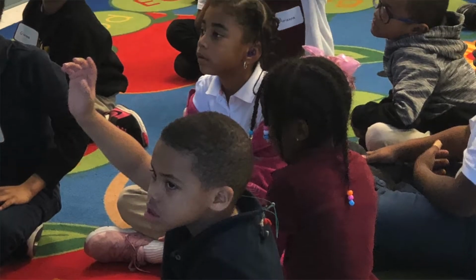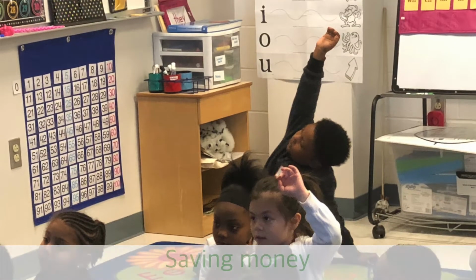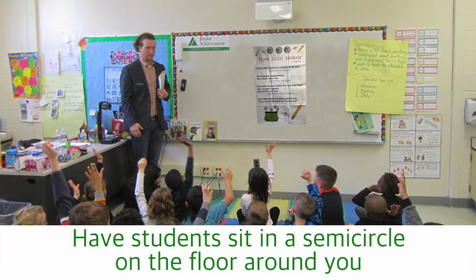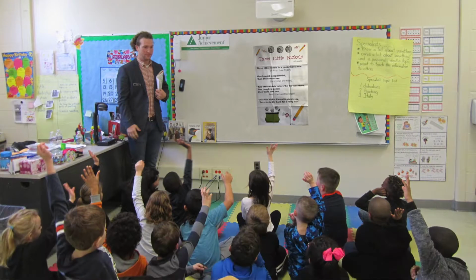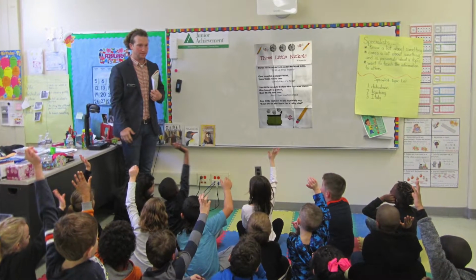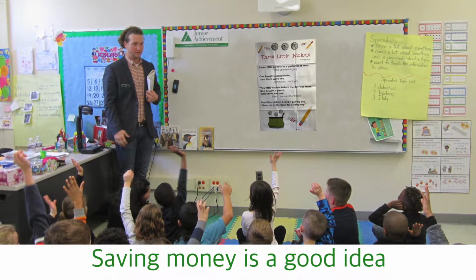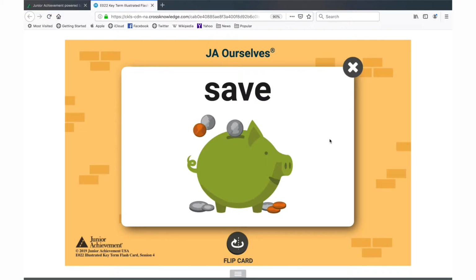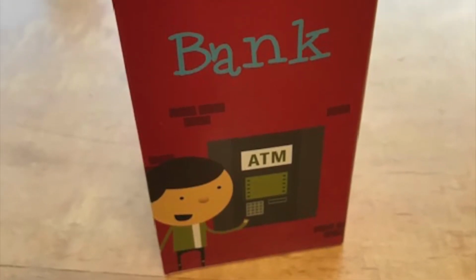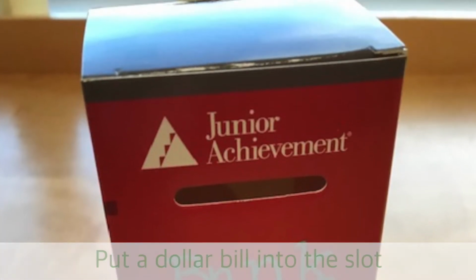Transition to Session 4 by letting students know that next they will learn about saving money. Display the 3 Little Nickels poster and have the students sit in a semicircle on the floor again. Ask what they recall from the conversation when they learned about the many ways to earn money. Suggest that saving some of their money is a good idea. Introduce the new vocabulary term save, then hold up a pop-up bank for students to see and put a dollar bill or coin into the slot.